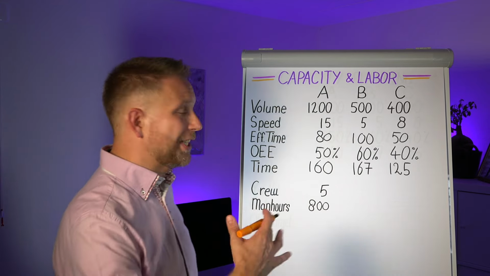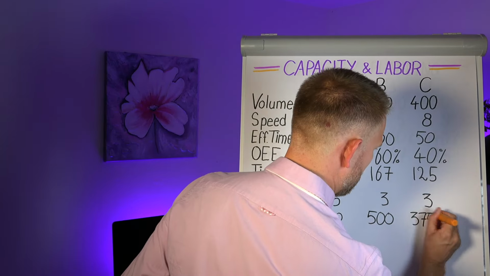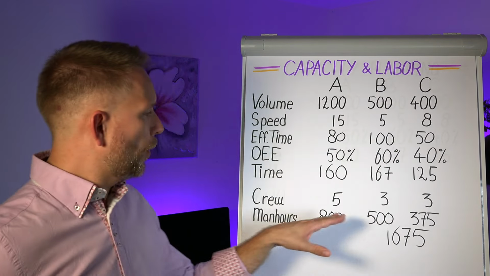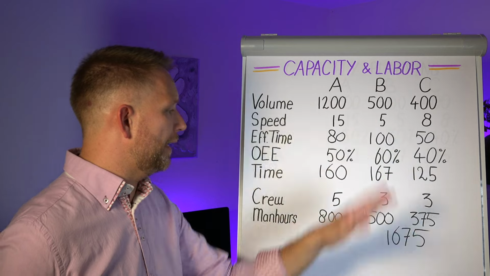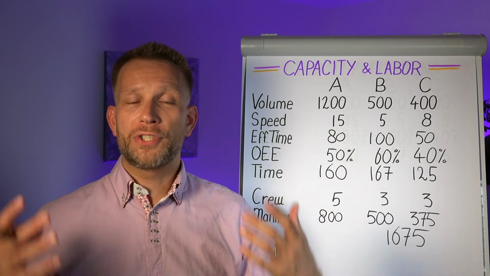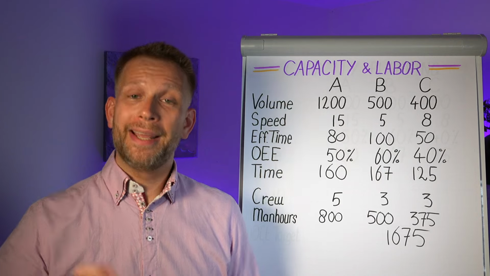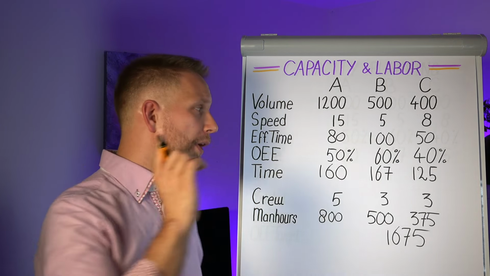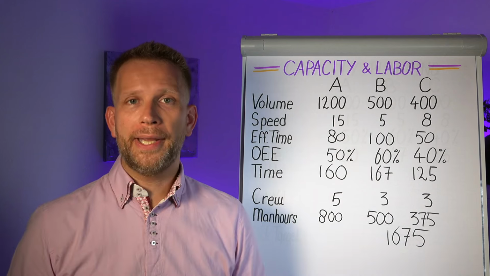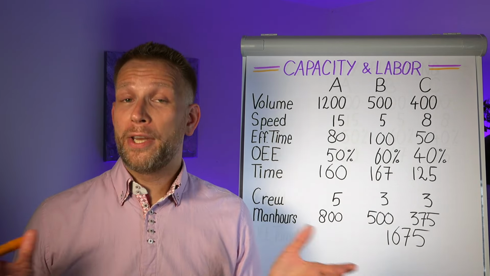We of course also do this for the other lines. So we get 500 man hours for line B, 375 man hours for line C, and a total of 1675 man hours for our whole department. That is your labor spend for this department for a week. And that is super handy to have when you're planning your budget.